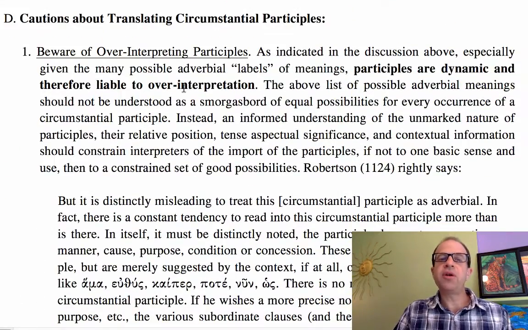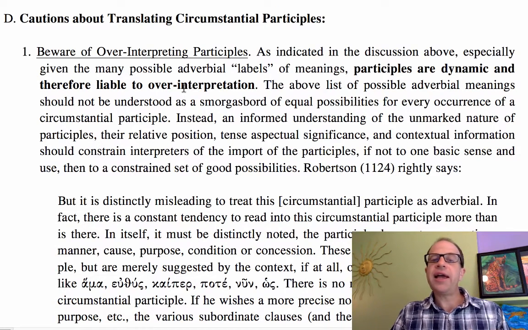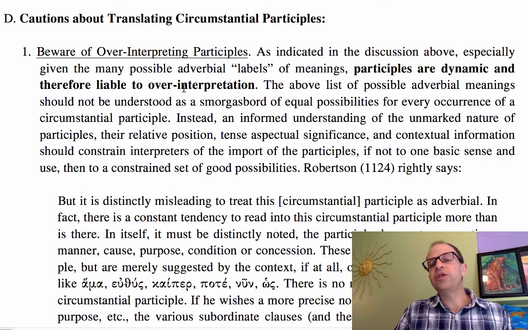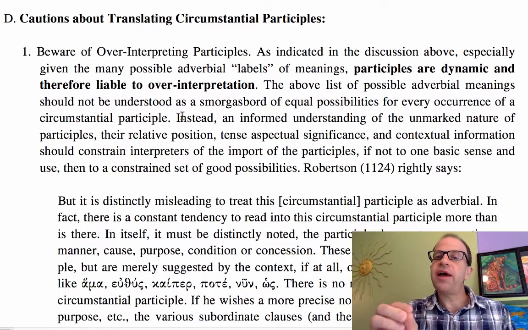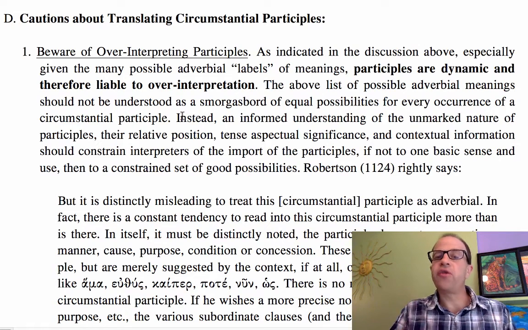So we need to be careful about over-translating circumstantial participles. They're very dynamic and they're liable to over-interpretation. In other words, if we insist too much that they must mean this adverbial sense, then we've over-interpreted the participle because in fact they're unmarked for adverbial meaning. And we must use contextual indicators to guide us. And Greek will often add adverbs to help solidify and guide readers or the audiences originally to particular adverbial senses if in fact they wanted to convey them.